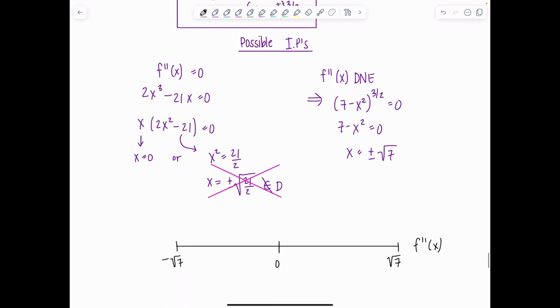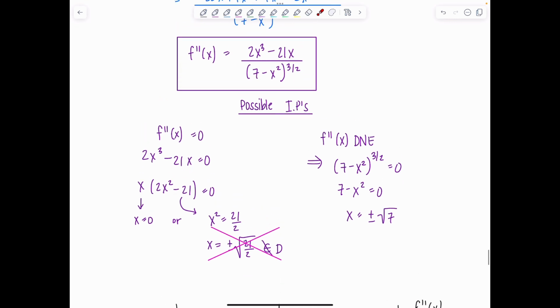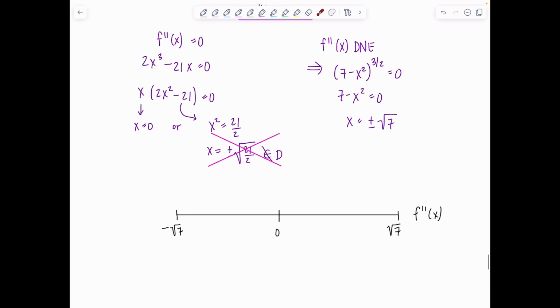Now, plugging in something, let's pick something nice, like negative 1. 7 minus negative 1 squared. This is positive. It'll all be positive down there. What did I say? Negative 1? Okay. So negative 1 cubed is going to stay negative. So this is negative 2 plus 21. Okay, that's positive then. So the graph's concave up there.